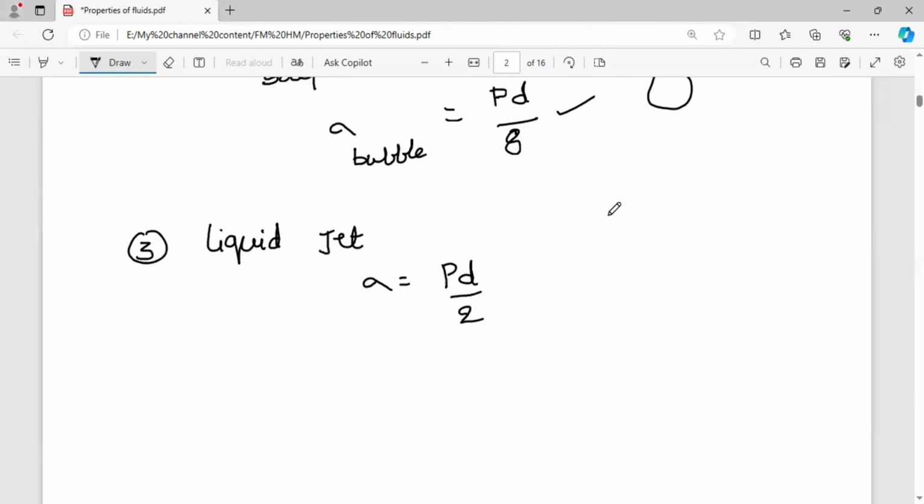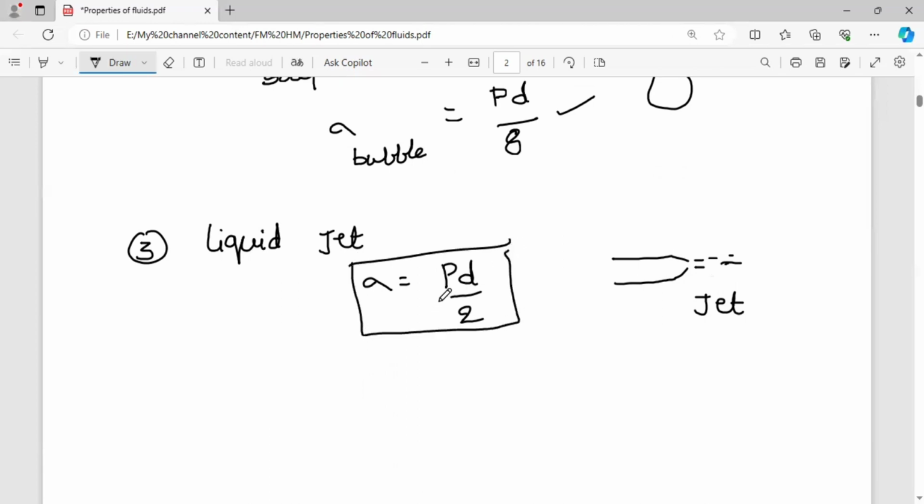For the liquid jet, suppose a jet of water strikes the blades of a turbine like this. In this way, we can take it as the jet form. So for those cases, we can find the surface tension sigma equals PD by 2.